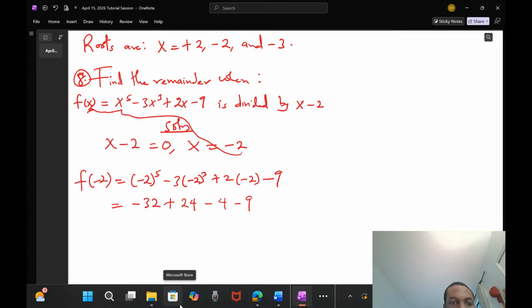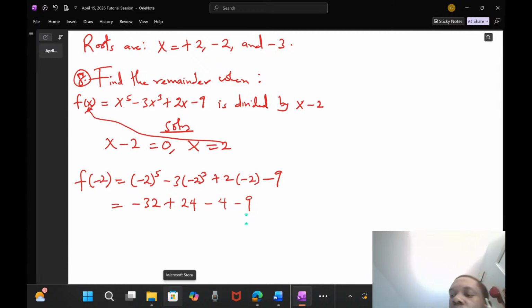No. If x minus 2 is equals to 0, then x is supposed to be equals to plus 2 now. Sorry for that mistake. So x is equals to 2. We're substituting it into this one. So sorry for the mistake I made.